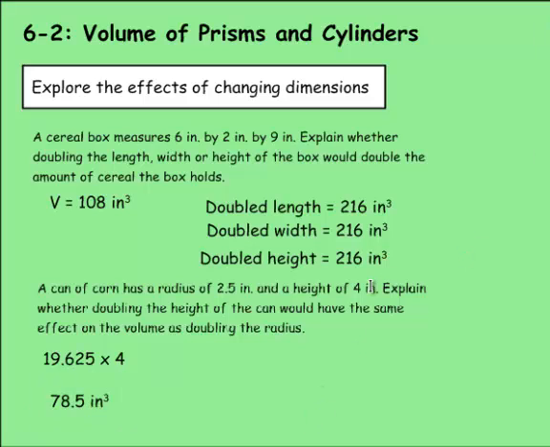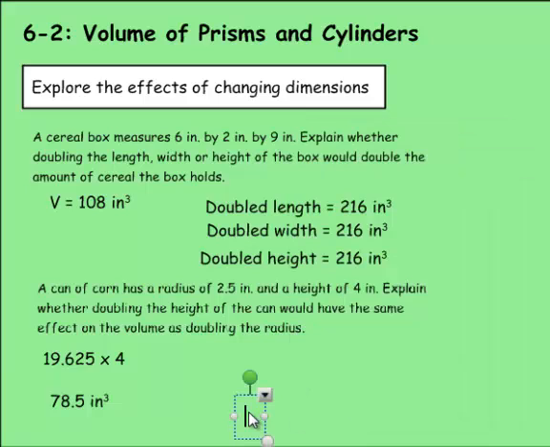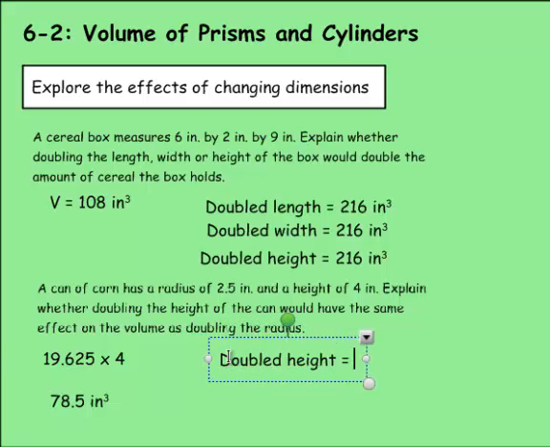Let's figure out if doubling that height makes a difference. So the area of the circle would remain the same, but now we multiply this times 8. So 19.625 times 8 would be 157. So doubled equals 157 inches cubed, and that is doubled. So we're seeing a trend here. Let's try the radius. This might be a little bit different.